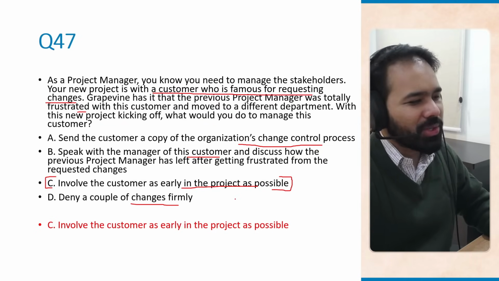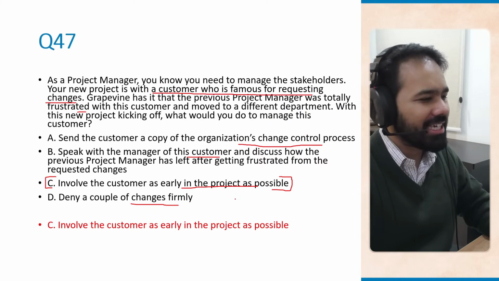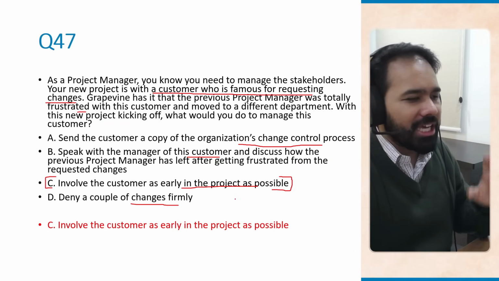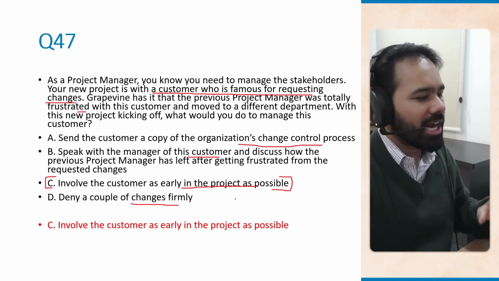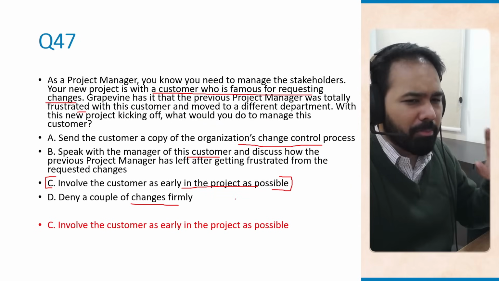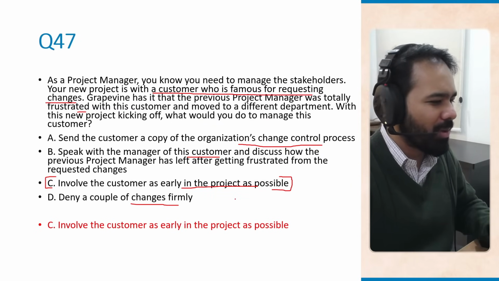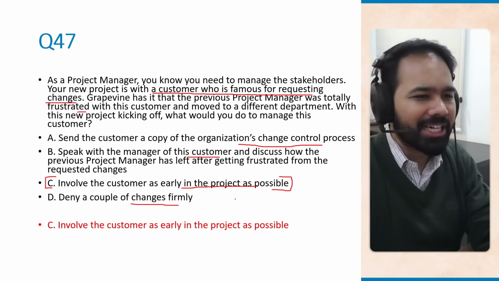Denying changes is going to create conflict, which is option D. It is definitely going to create conflict. It does not solve the root cause. So always engage with the customer early. Always try to manage their expectations. If you want to know more about the power interest grid, because the customer has the highest power, a video will be linked in the description below next to question 47.